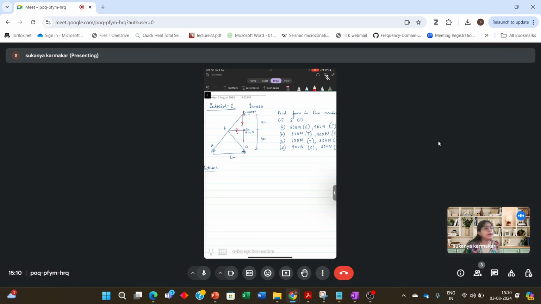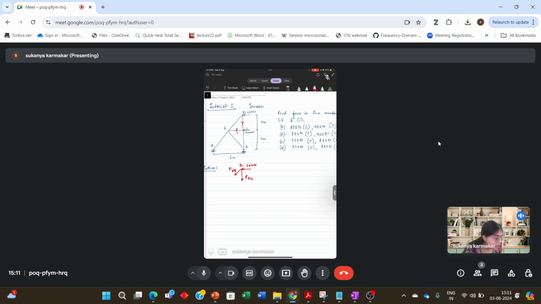So here, the summation of moment equal to 0 equation does not have any significance, because suppose at this point B, you have the force in the member ED, the force in the member BC, and you have 600 Newton acting. This is point D. Since you are drawing the free body diagram of a joint or a point, there is no meaning of the moment equilibrium.